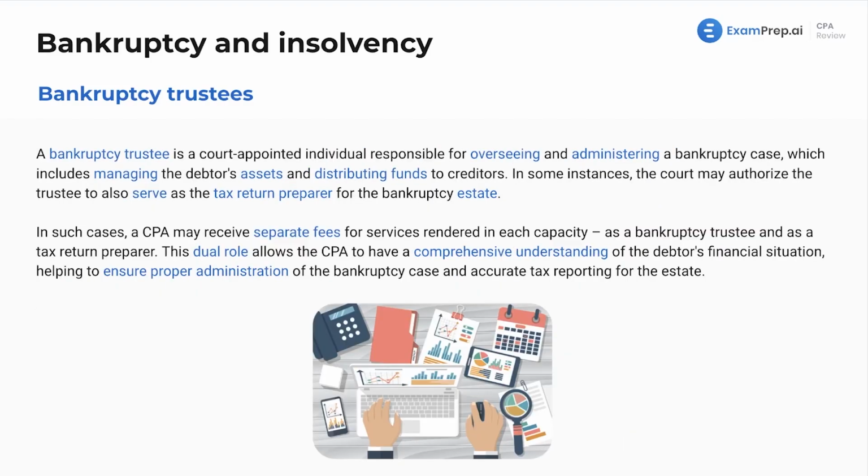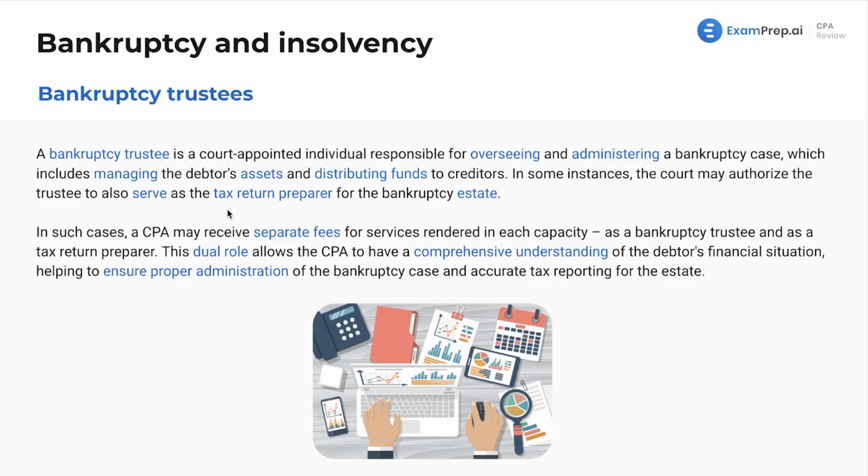Now, talking more about these bankruptcy trustees, these are going to be individuals who are court appointed, and they're going to be responsible for overseeing and administering the bankruptcy case, which includes managing the debtor's assets and distributing funds to creditors. In some instances, the court may authorize the trustee to also serve as the tax return preparer for the bankruptcy estate. That's just something to know.